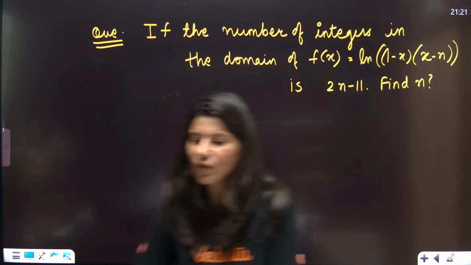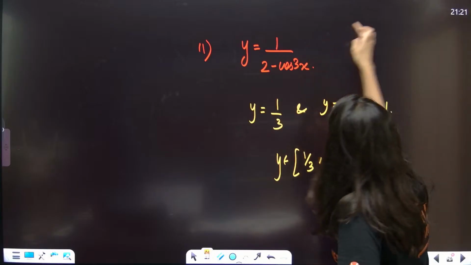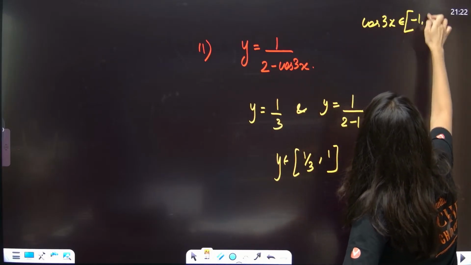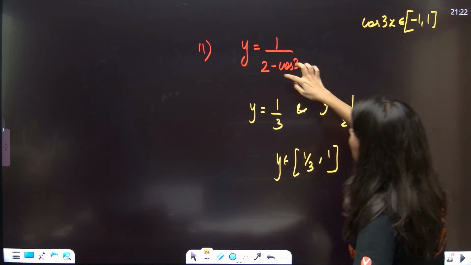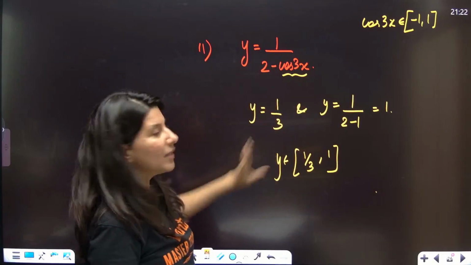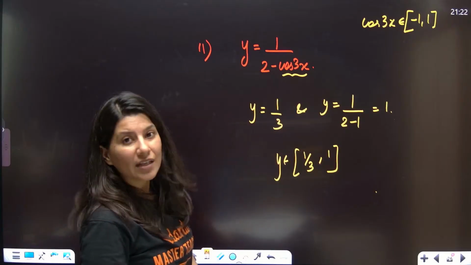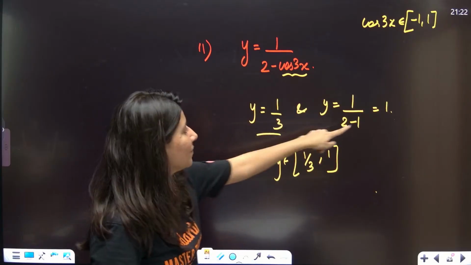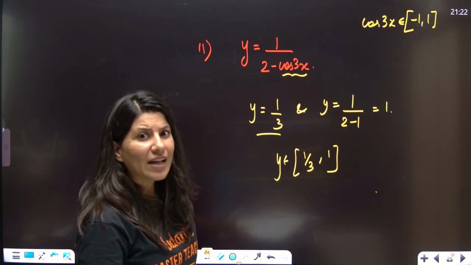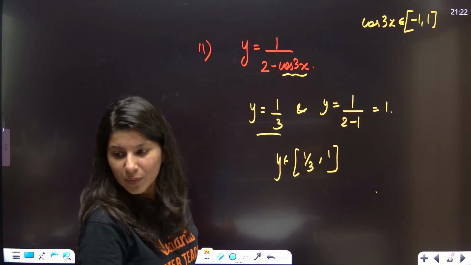Ma'am, how we put 1 on x place? No, we are not putting 1 on x place. See, just understand, cos of 3x, minimum value is minus 1 and maximum is plus 1. So we are playing for the minimum and maximum value. If you put cos 3x as minus 1, you will get 1 by 3. If you put cos 3x as plus 1, you will get 1. That means this is minimum and this is maximum. That means range. Range is what? All the values between minimum and maximum values. So can you see 1 by 3 to 1?